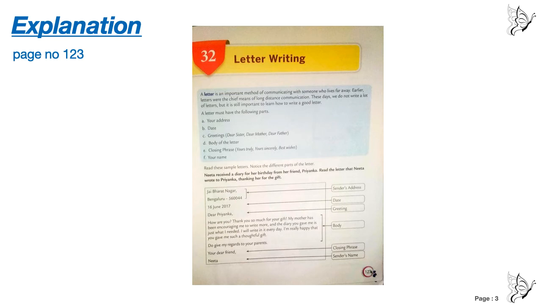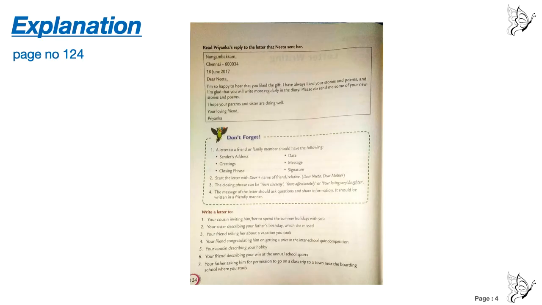A letter must have the following parts: your address or sender's address, date, greeting, body of the letter, closing phrase, and your name. In the next page, page number 124, the same thing is done. Read Priyanka's reply to the letter that Neeta sent her. This is also a friendly letter. Understood? Now we will see what is a formal letter.